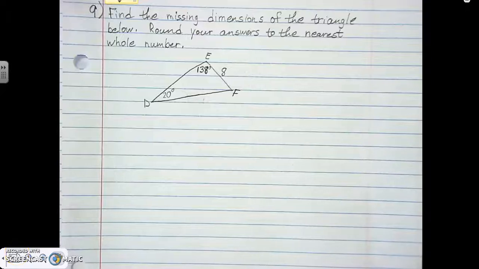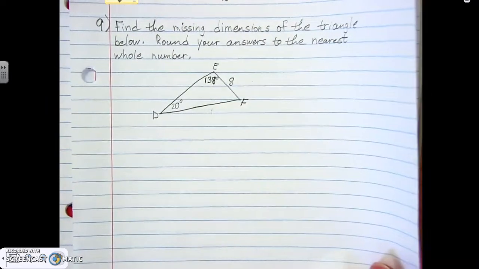The last question, number 9. Find the missing dimensions of the triangle below. Round the answers to the nearest whole number. So each one of these, even on a test tomorrow, you're going to round each one of your answers to the nearest whole number. So number 9 gives you that triangle there. So we're going to recopy that triangle on our paper and then go from there and finish it out.